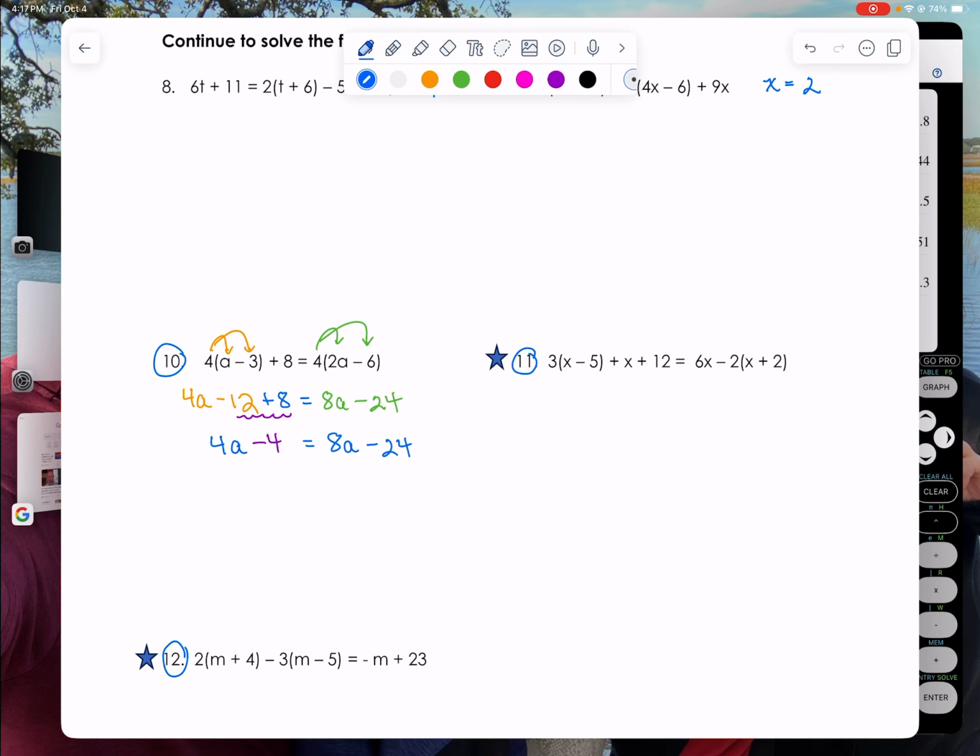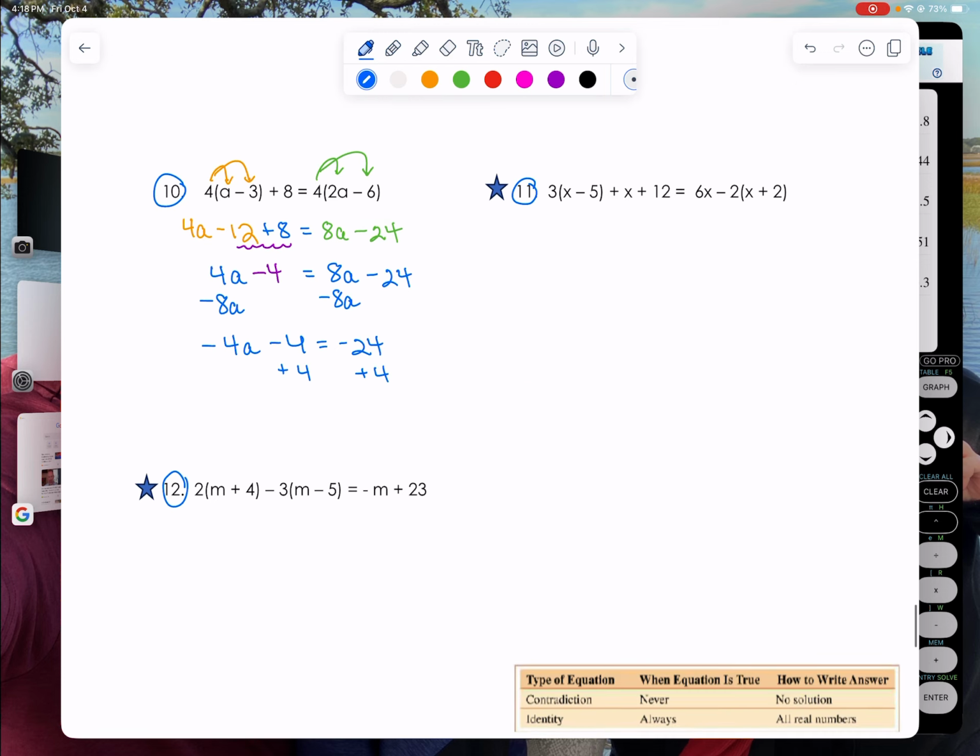And then you have options here. You can move the 8a to the left. You can move all the letters on the left or move the numbers on the right. Or you could move all the letters to the right. It doesn't really matter. I'll just move the 8a to the left. I'll get all the letters on the left. So I'm going to subtract 8a on both sides. So that gives me a minus 4a, minus 4 equals 24. Then I'm going to add 4 on both sides.